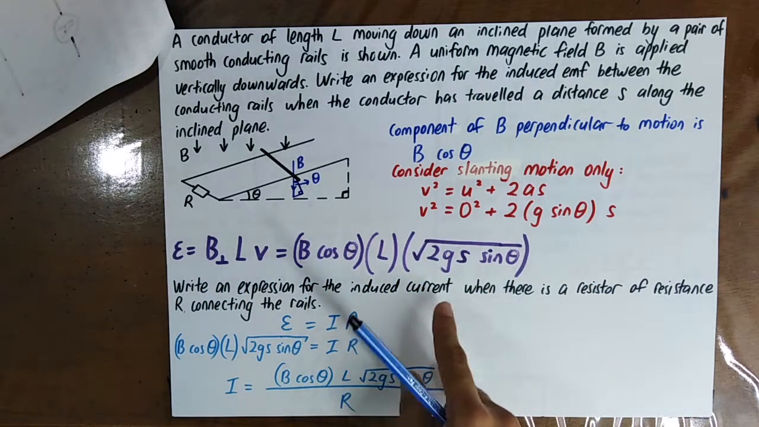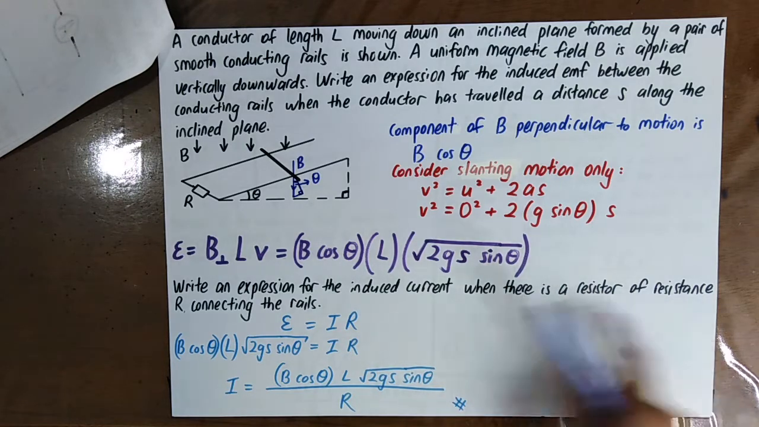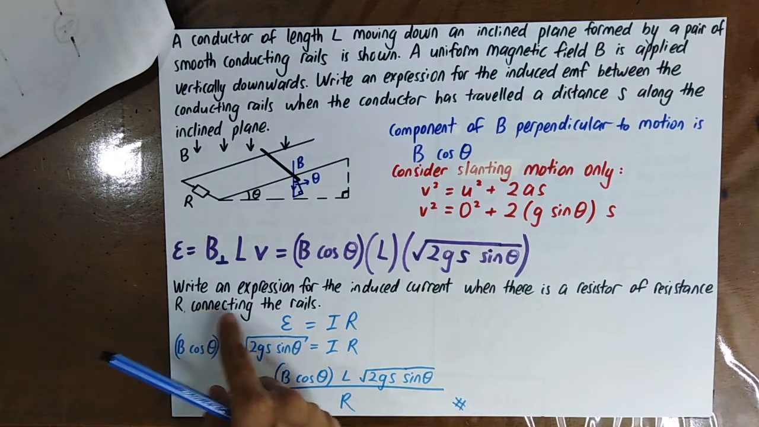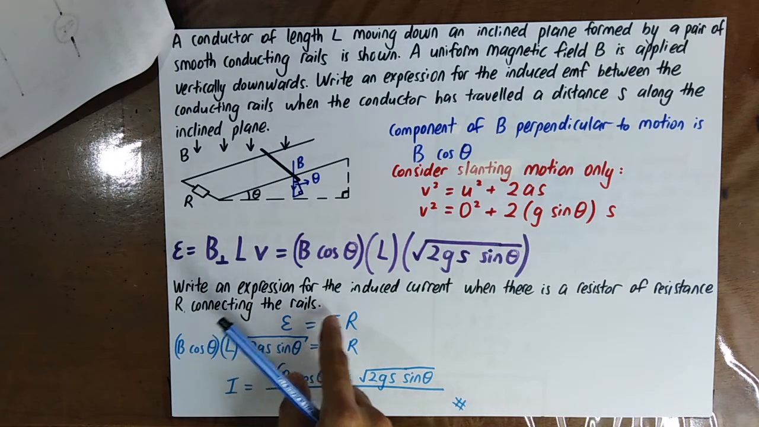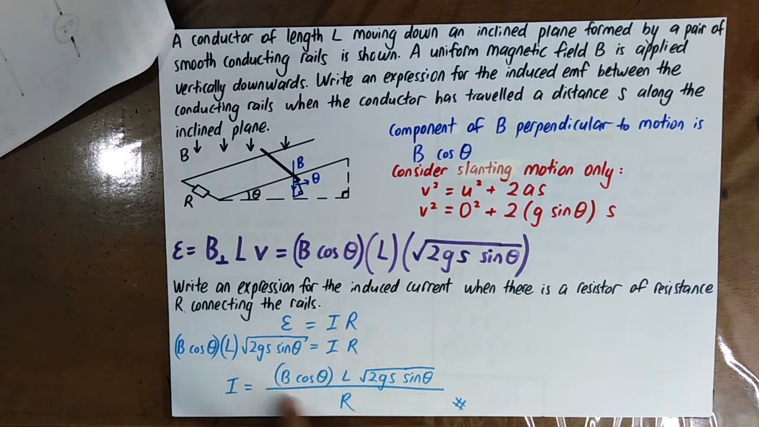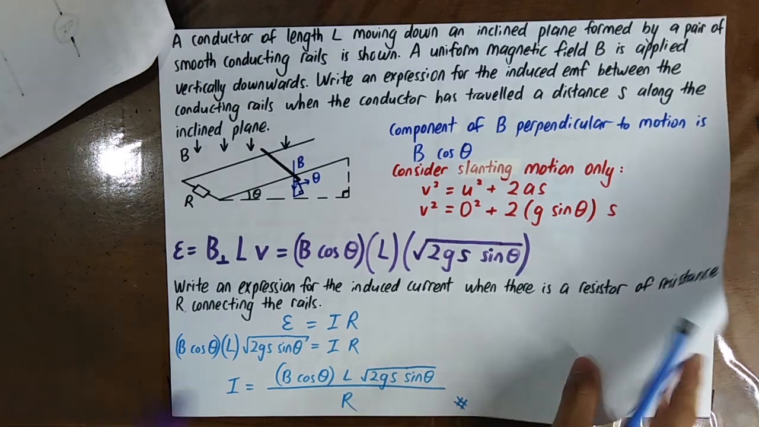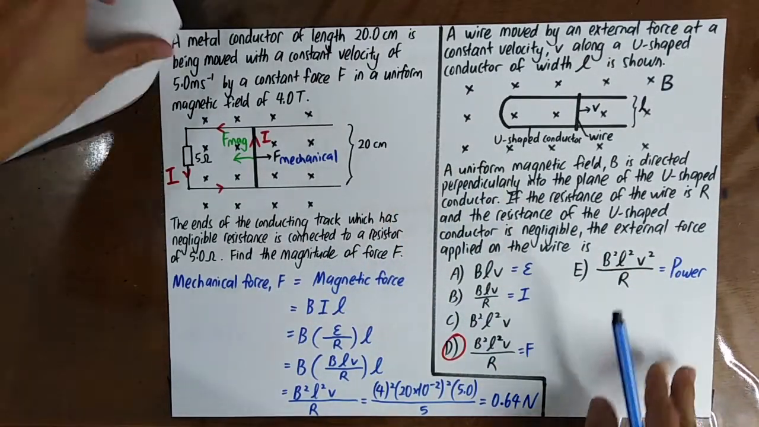Write an expression for the induced current when there is a resistor of resistance R connected between the rails. The induced EMF is equal to the induced current times R, so you can get the expression for the induced current.